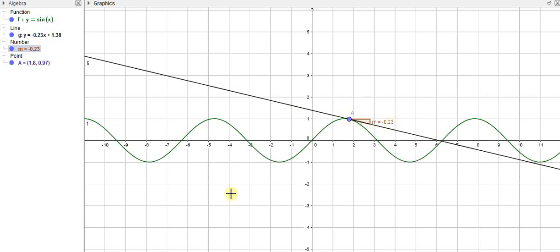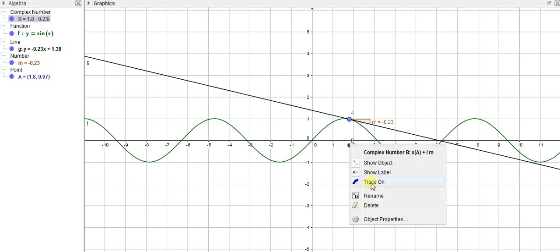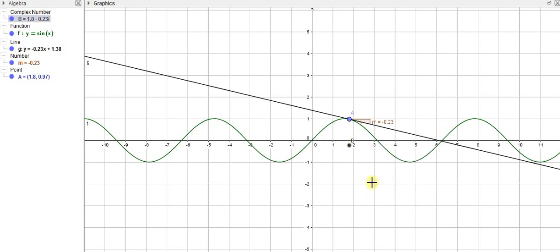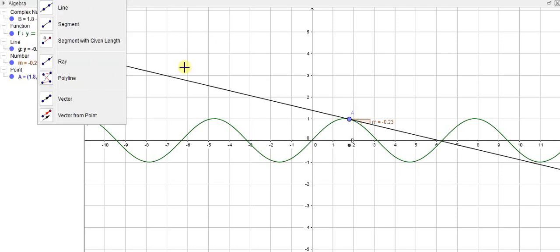Now what I'm going to do next is plot a point whose x coordinate is the x coordinate of A and the y coordinate is the slope of this line that you have seen. So here goes the point B, as you can see here on your screen. Now I'll turn on the trace for this point so that you can see the motion of this point B as I change the position of point A.